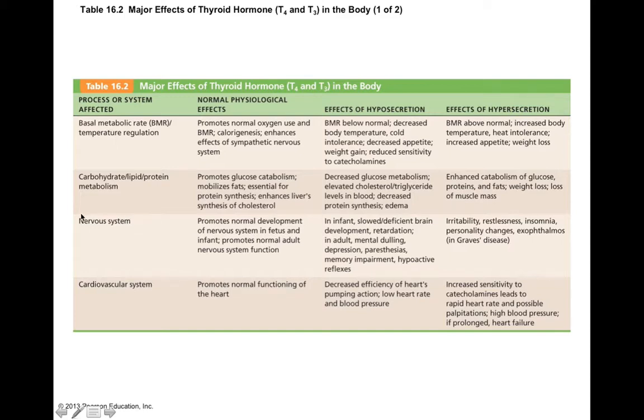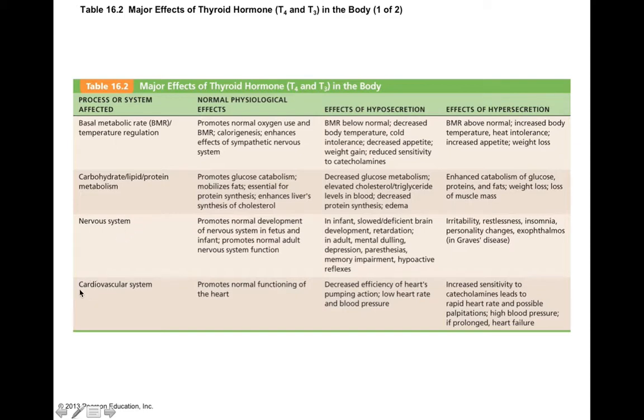Now, one of the other important roles of thyroid hormone is on the nervous system, where thyroid hormone actually promotes the normal development of your nervous system. So that in absence of thyroid hormone, your nervous system will not develop properly. So childhood hypothyroidism is dangerous because the nervous system won't develop properly and you'll have developmentally stunted individuals.